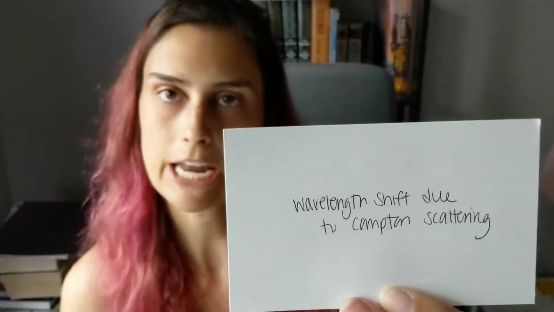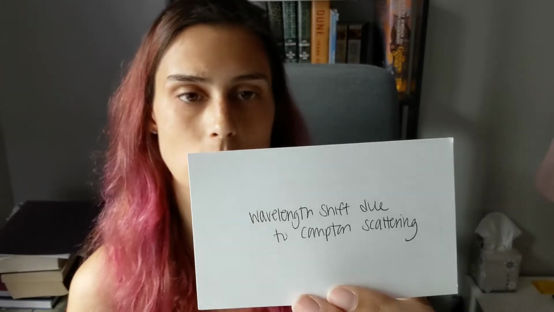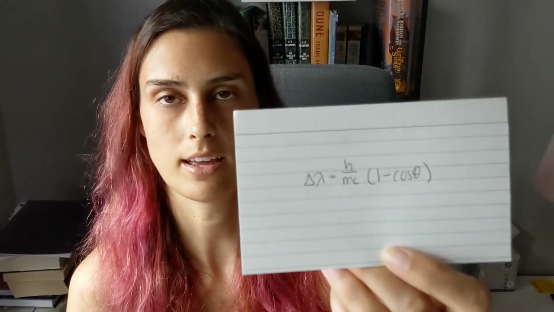Wavelength shift due to Compton scattering. Delta lambda equals h over mc times 1 minus cosine theta, where theta is the Compton angle.